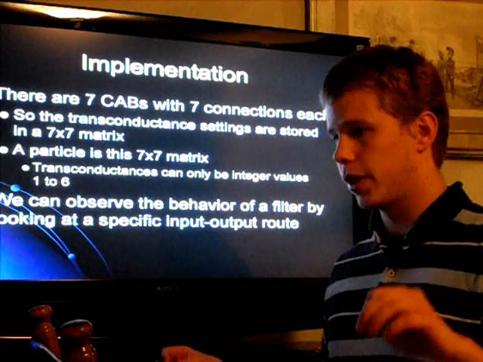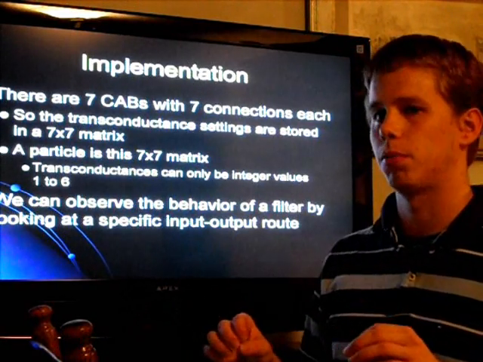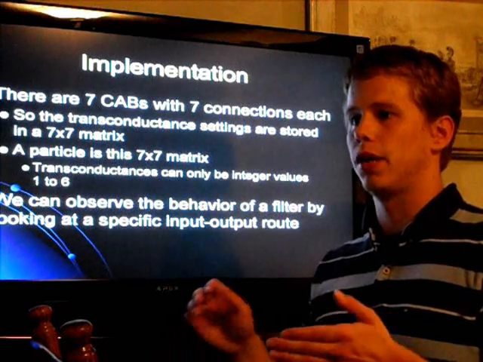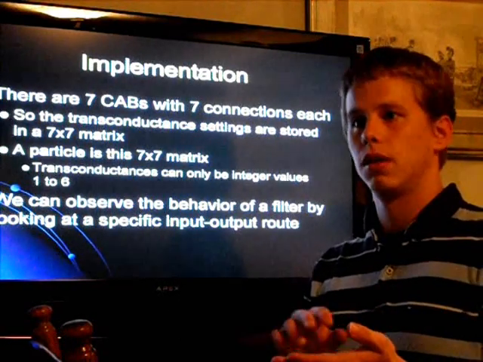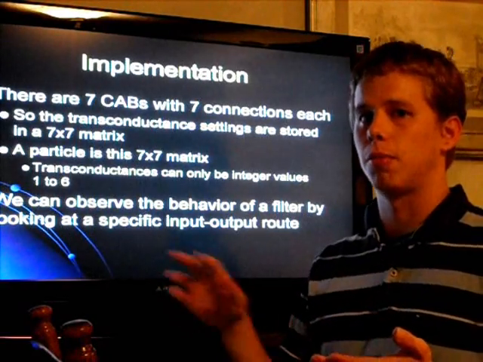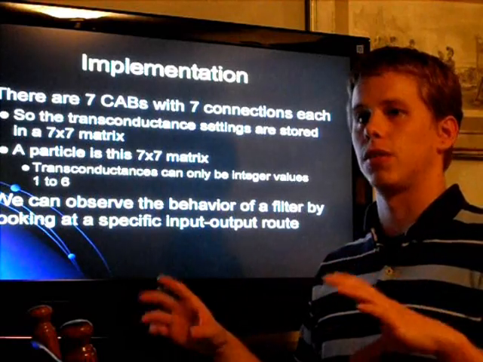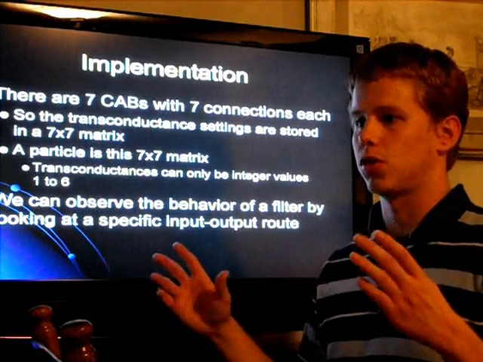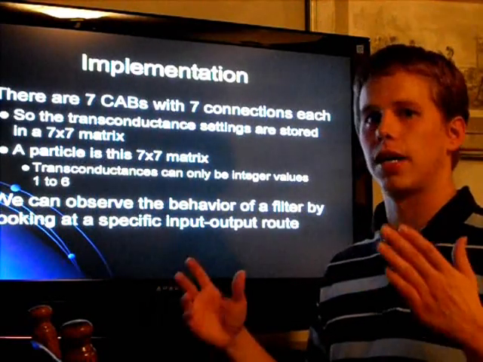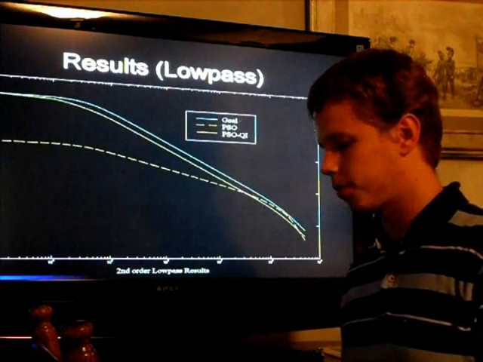And we can observe whatever the filter behavior is by looking at input-output routes, which means you may look at input 1 and then output 4, then input 1, output 5, input 1, output 6, and we can look at all these. We can create a lot of filters this way just on this one topology, because it has a lot of input-output routes where you could implement these filters.